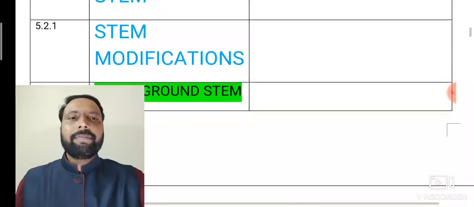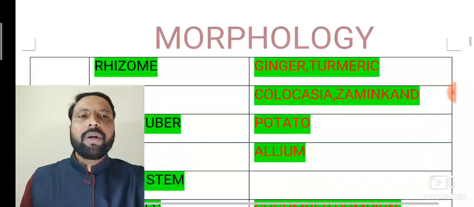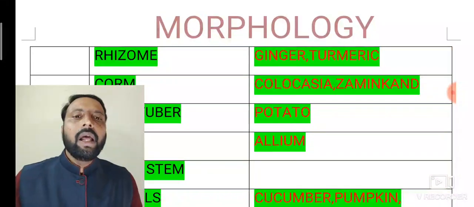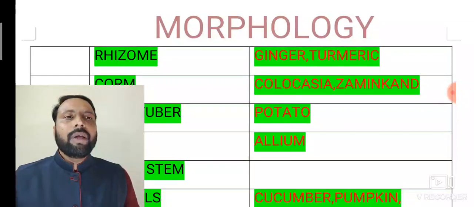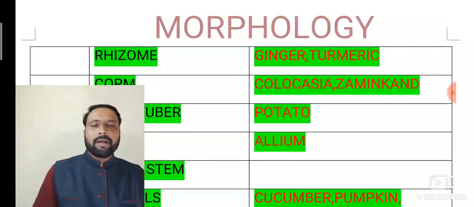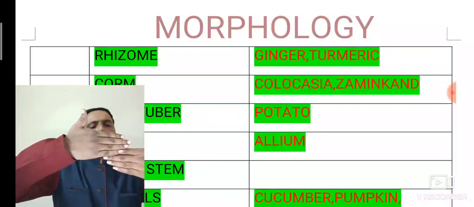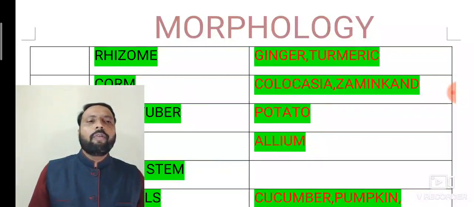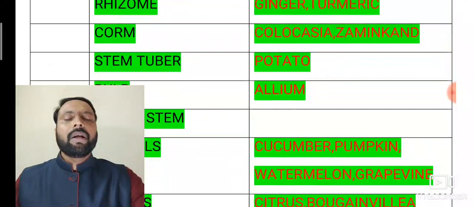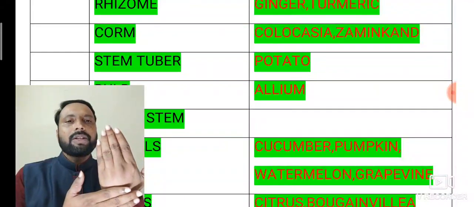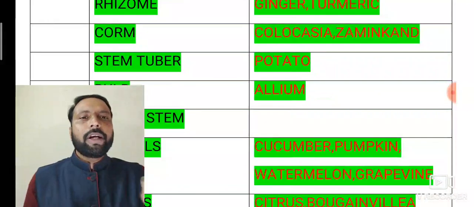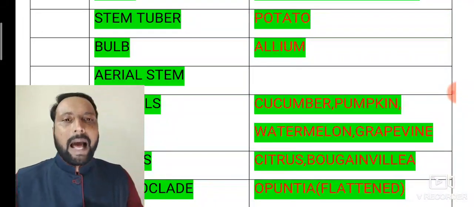When you go for stem modifications, the first one you look at is the underground stem modifications. Rhizome, examples ginger and turmeric. Especially these stems grow horizontally below the soil. Then you go for colocasia and Jamaikand. There the stem grows vertically below the soil. Stem tuber, example potato, and bulb, example allium.